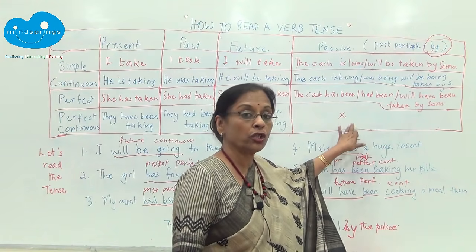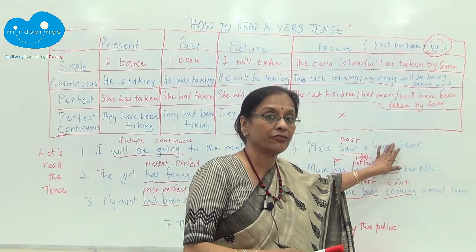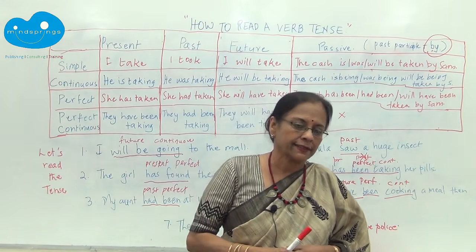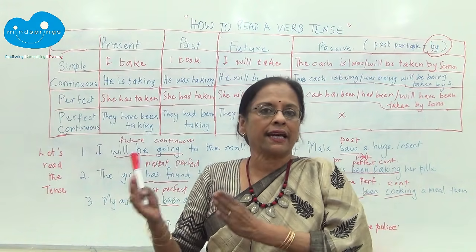You will find here I put a cross because this perfect continuous tense in the future, you cannot make it. It will be very clumsy if you try to make that tense. So it's really very simple. You do it little bits at a time.